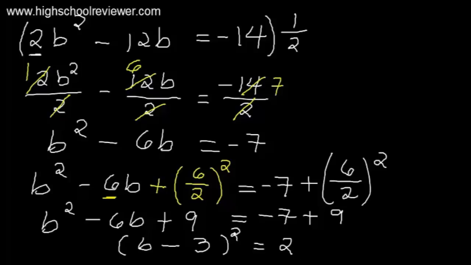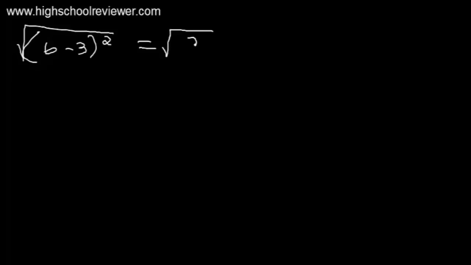To eliminate this exponent, we need to get the square root of both sides. So this will be the square root of b minus 3 raised to the power of 2 equals the square root of 2. The square root of b minus 3 raised to the power of 2 will now be b minus 3 equals plus minus. We cannot simplify this anymore, so this will be plus minus square root of 2.